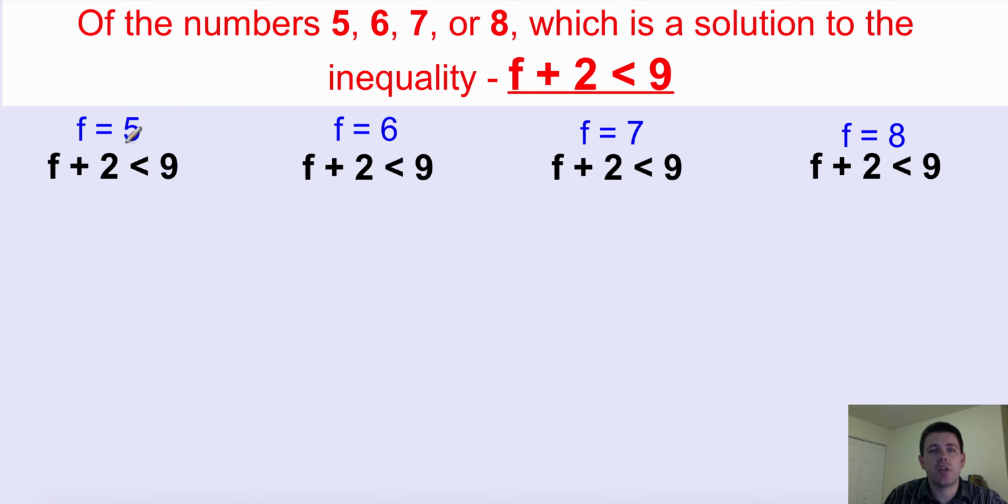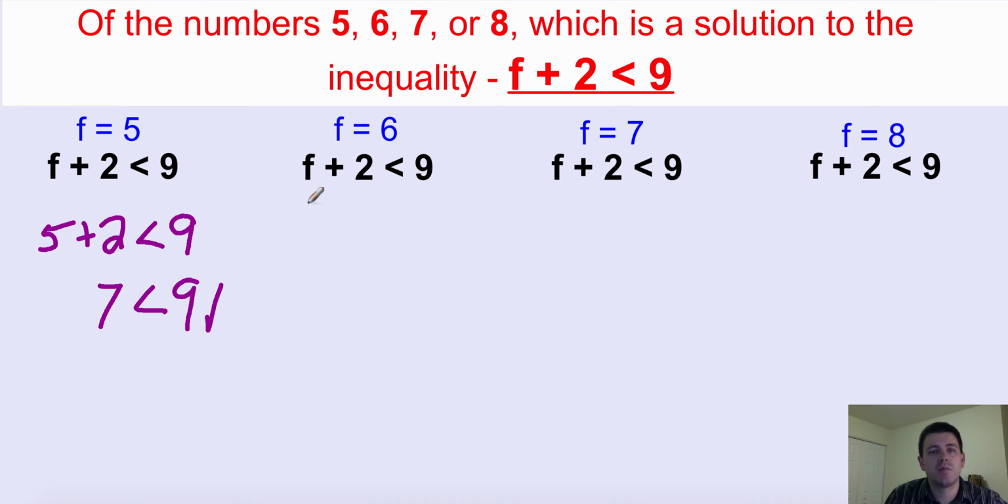First we want to check the number 5. So we're going to plug in 5 for f. 5 plus 2. We want to know, is that less than 9? Well, 5 plus 2 is 7. Is 7 less than 9? Yeah. So 5 is one of our solutions.